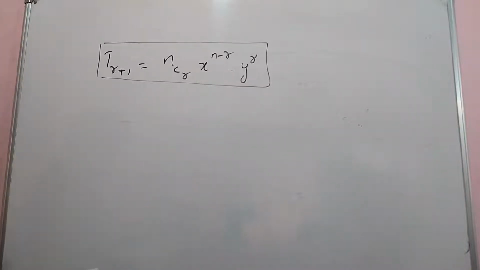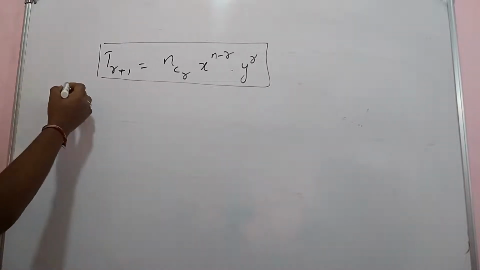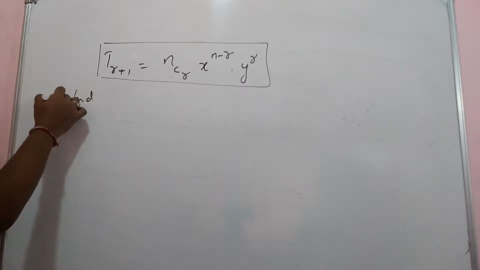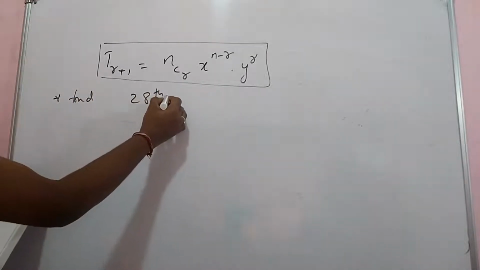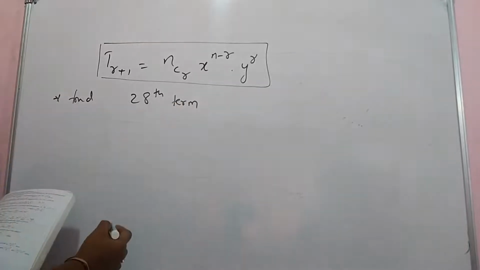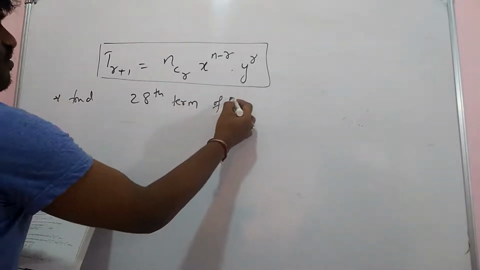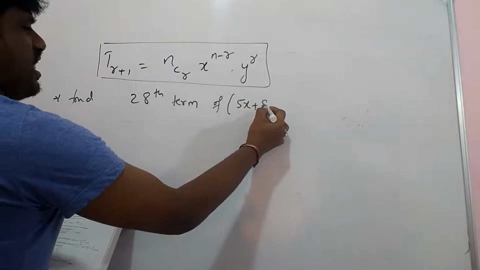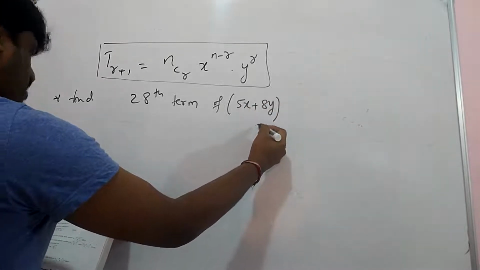Let us discuss here. I told you about the concept of total number of terms, and yesterday I gave you some questions on that. So let's see here. Find the 28th term of (5x + 8y) raised to the power 30.